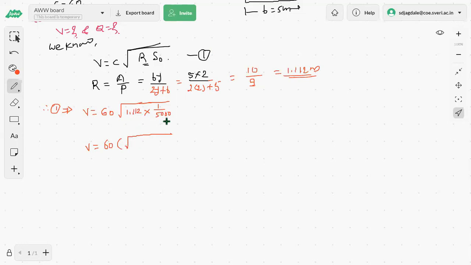1.112 divided by 5000. Is it 2.224 into 10 raised to minus 4? Is it correct? Under root. Yes, sir. Okay. Then take the square root and multiply it by 60. You will get the velocity directly. So what is the velocity?